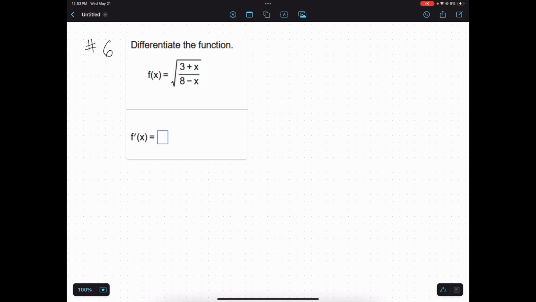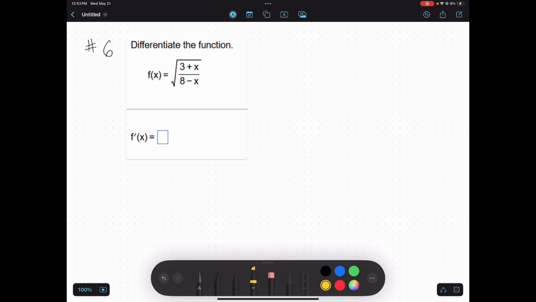Okay, let's look at some examples from the 1.7 homework. So first we're going to start with number 6. And if we look at this, why does this require chain rule? Well, because we have a function inside of a square root function. That square root function is going to be my outside function and then I have this function inside of it, right?